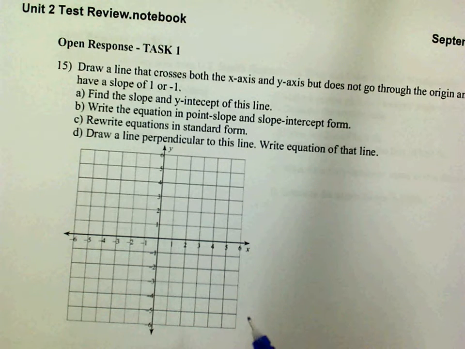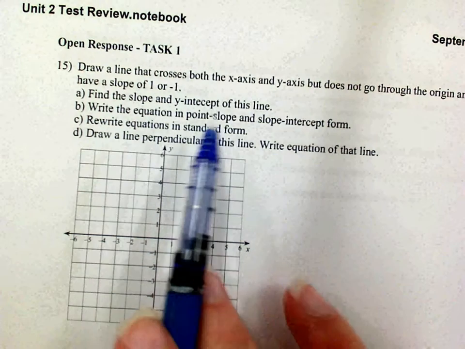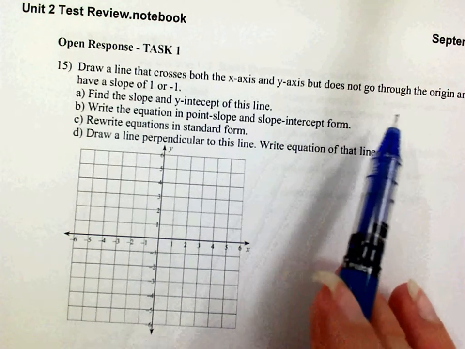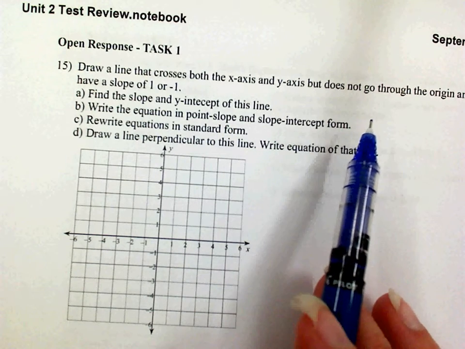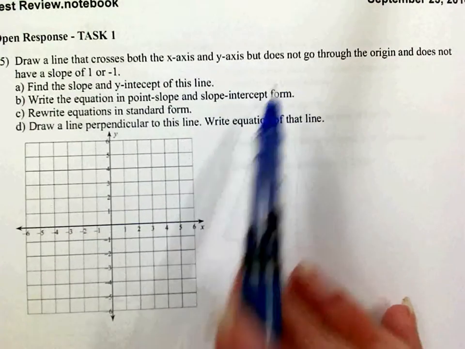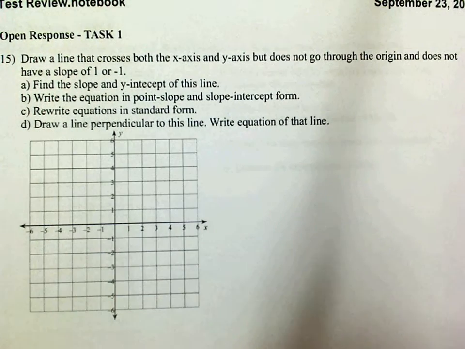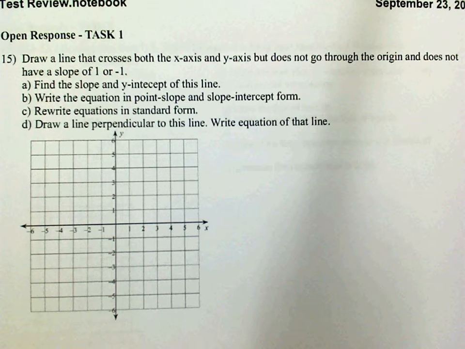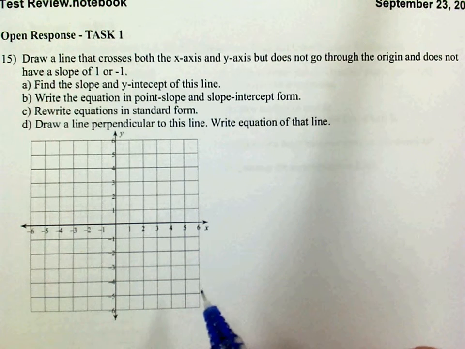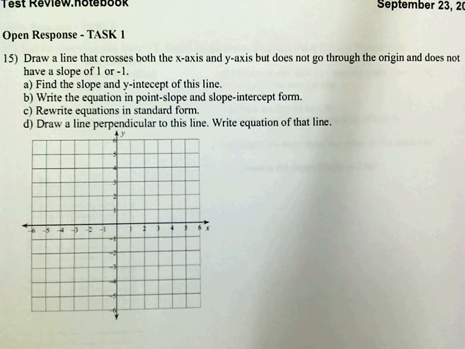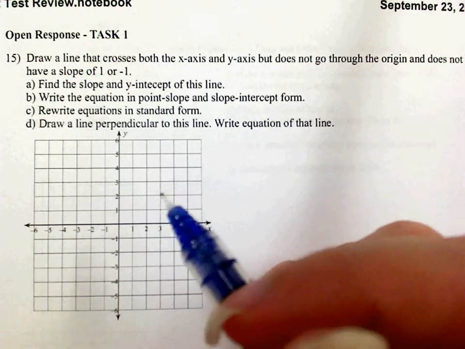Okay, draw a line that crosses both the x and the y-axis but does not go through the origin and does not have a slope of 1 or -1. Guys, would it be smart to just draw something, or would you rather pick points and make it purposeful? I would probably pick points and make it purposeful, especially if I'm going to have to know the x and the y-intercept, right? Do I have to know the x? No, I don't. Who already did this problem? Perfect. Okay, shall we go ahead and do this?